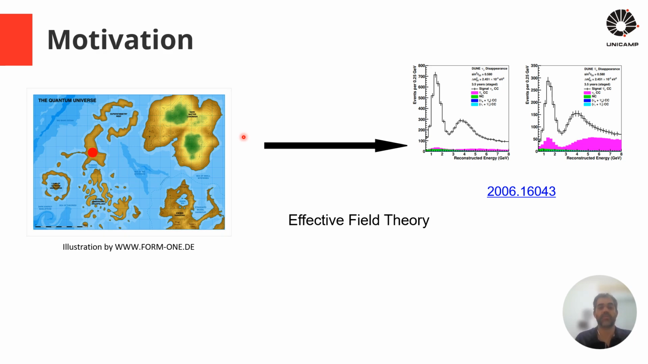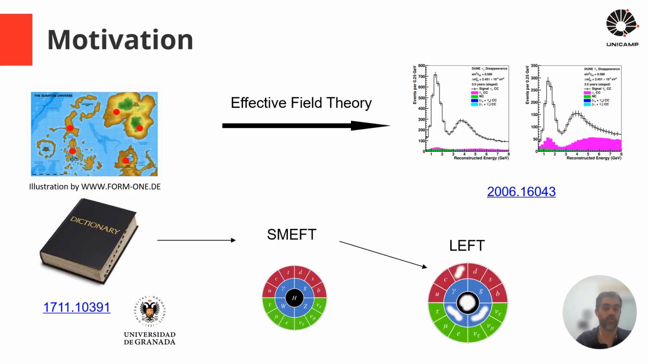In principle you can do that, but can you think of a more general way of doing it? Maybe you can't go to all the islands and all the points in the islands, but maybe you can build something general enough that helps you and gives you a broader picture of what's happening. That's exactly what we want to do. We want to have some kind of dictionary: you have so many theories, so many points, and you want to connect all these points to the neutrino event rates at once.